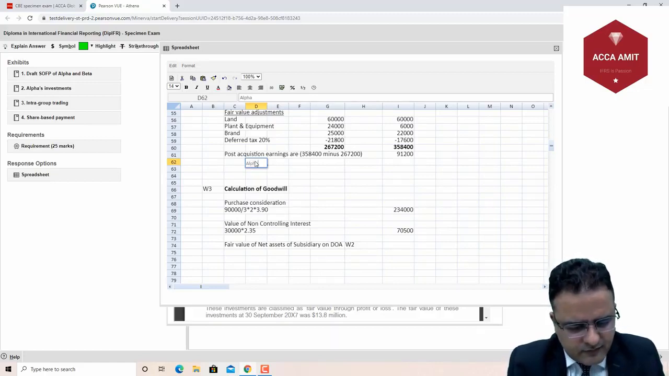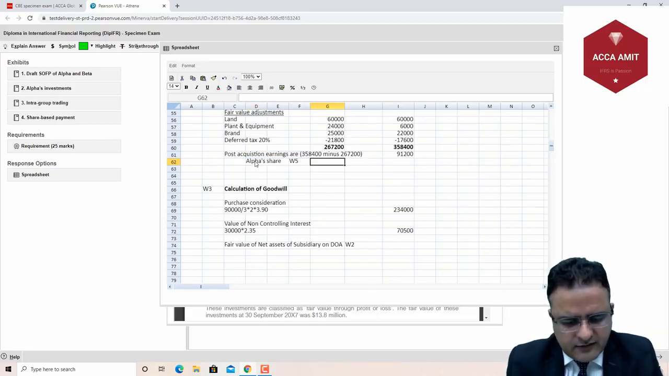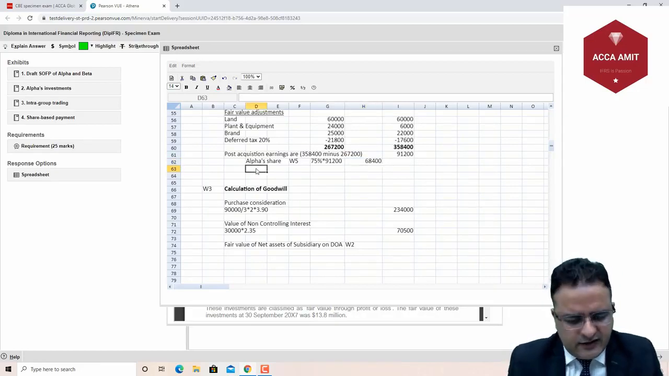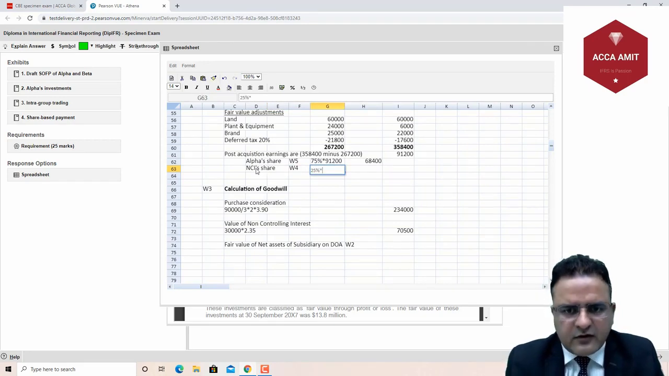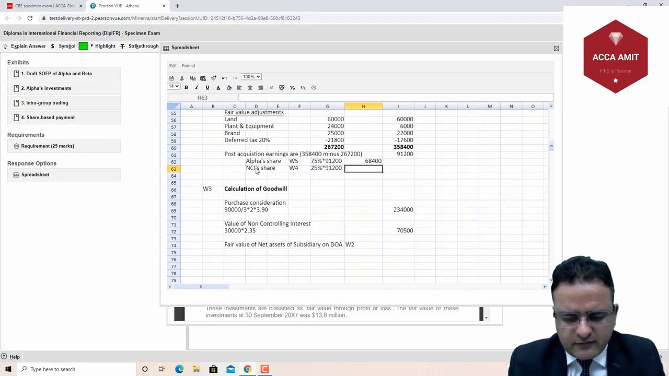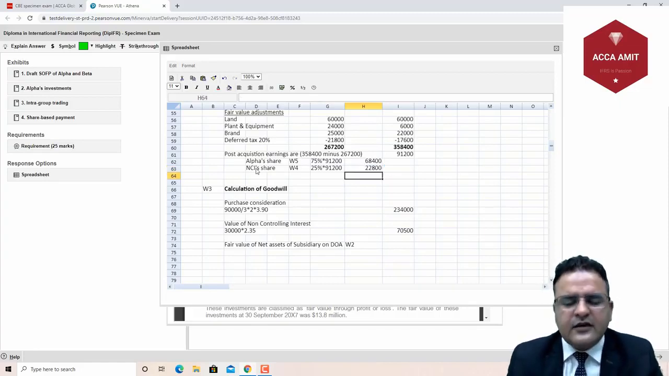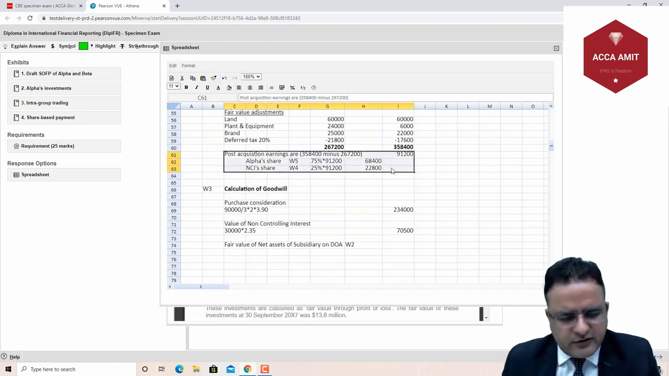Alpha's share, which we need to include in working note number 5, is 75% of 91,200. NCI share, non-controlling interest share, we need to present in working note number 4, that is 25% of 91,200, which is 22,800 to be included in working note number 4. This is how we'll be dealing with post acquisition earnings.